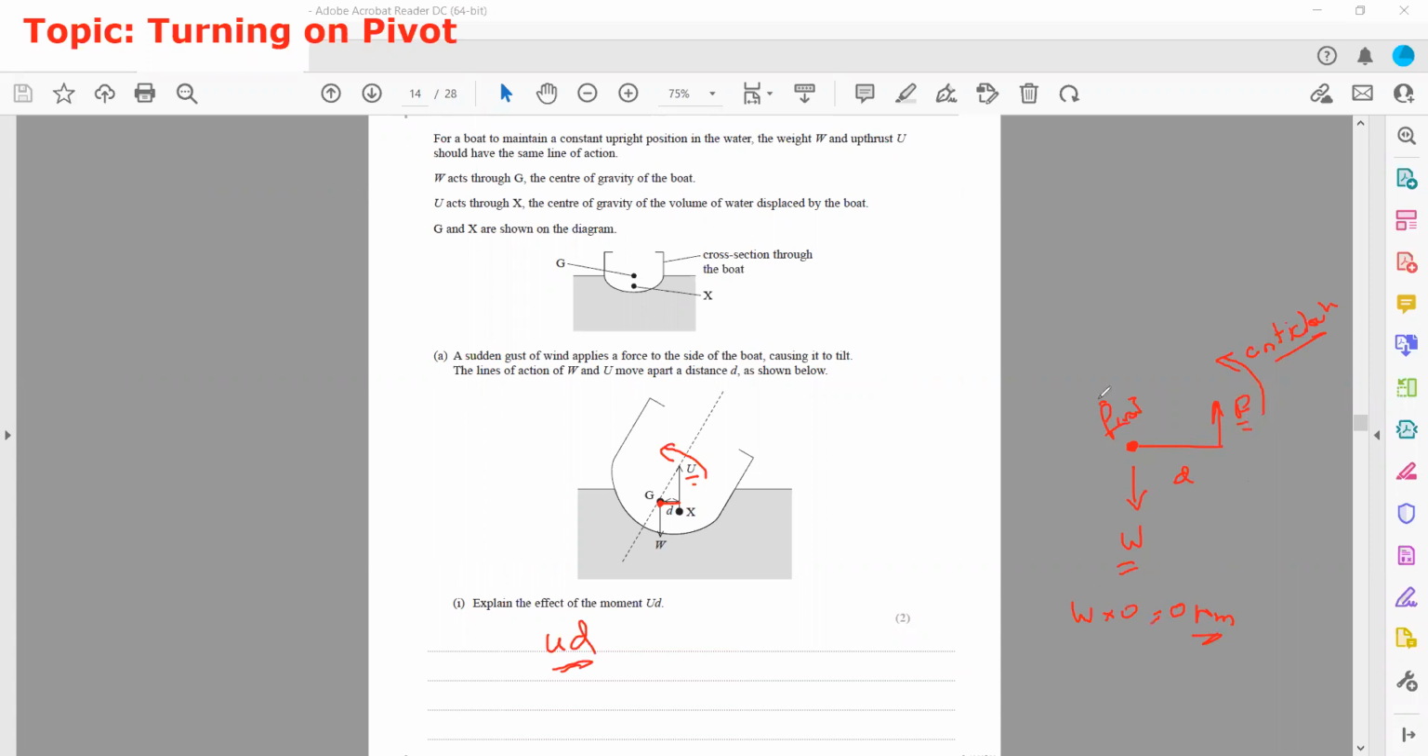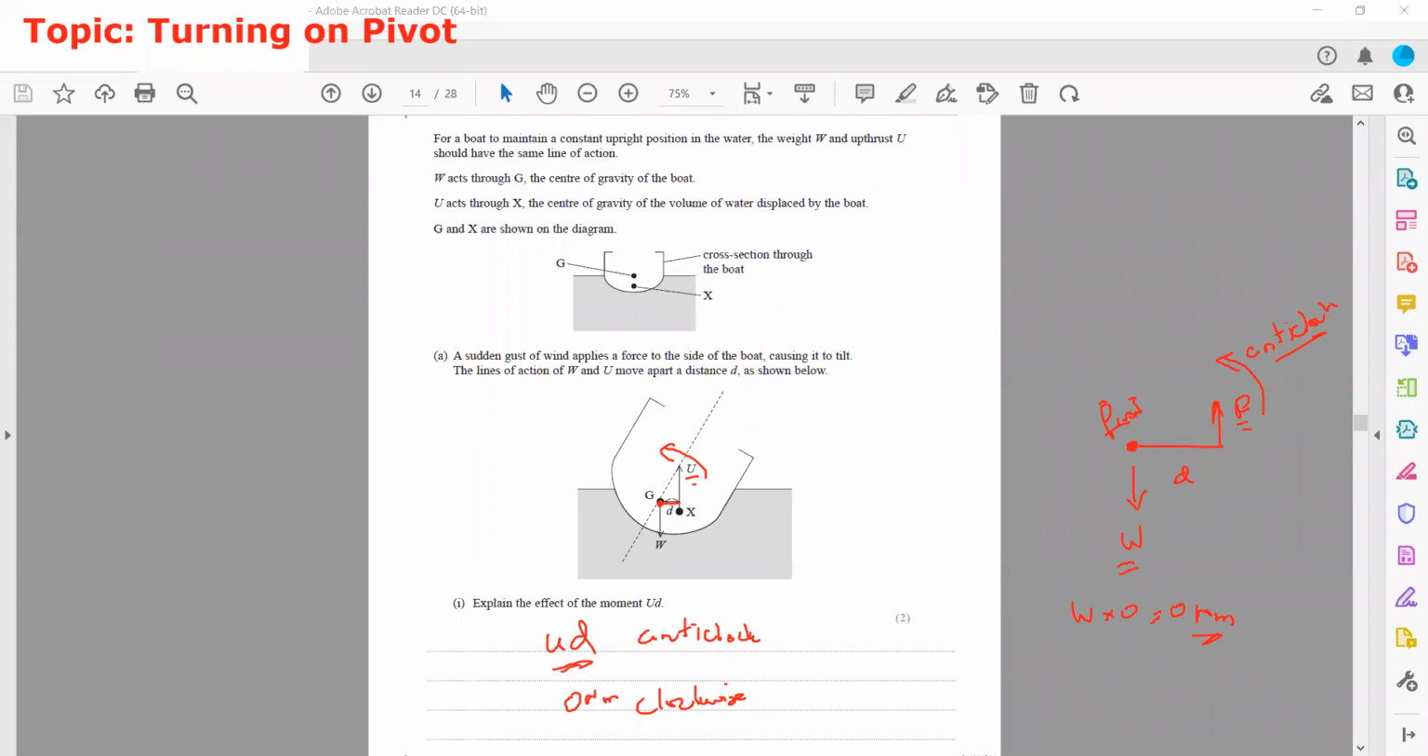And the upthrust U has a moment or turning effect of U into D, upthrust into D. And what is the direction? The direction is anti-clockwise. So the anti-clockwise moment is U into D, and the clockwise moment is 0 Newton meter. So as a result, what will happen? This boat will rotate anti-clockwise, or it will return back to the same original position. That is what happens in case of a sudden gust, the air exerting a force causing the boat to tilt: the boat will return back to the same original position.